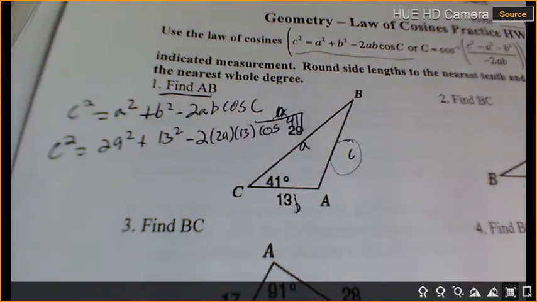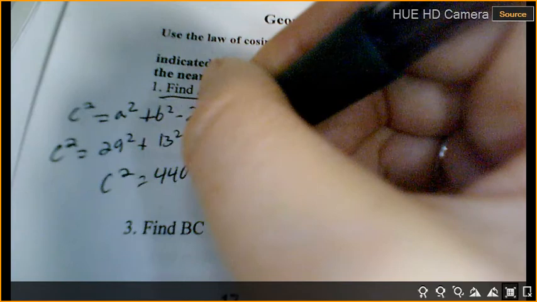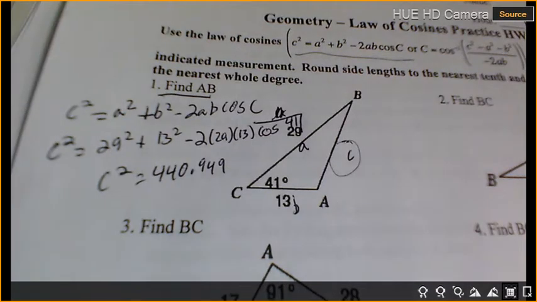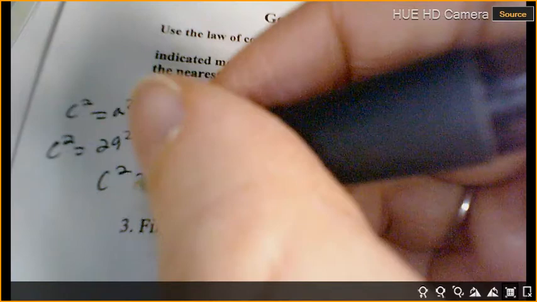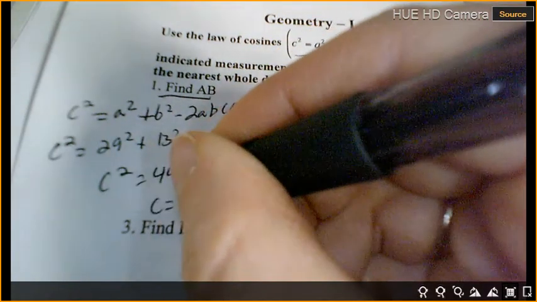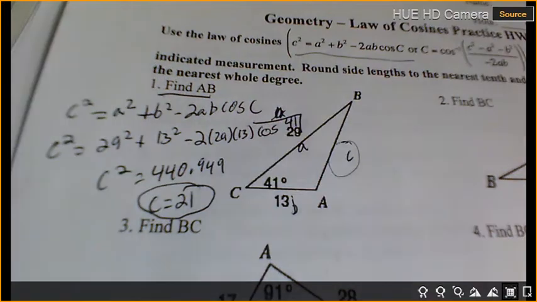I'm going to go 29 squared plus 13 squared minus 2 times 29 times 13, trig button, cosine 41. I hit enter. I get c squared equals 440.949. And then I take the square root of it and I'm finished. It says round to the nearest tenth. So I'm going to say 21. Yep, just square root it and you're finished.